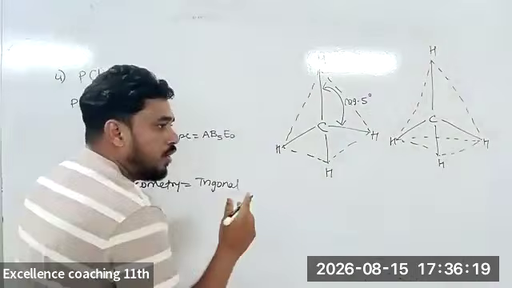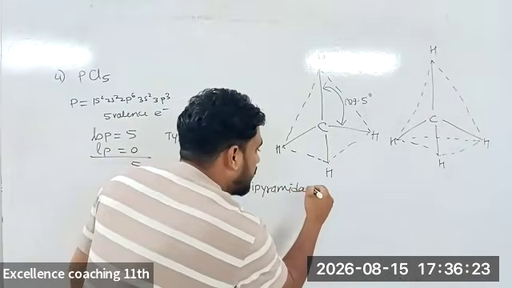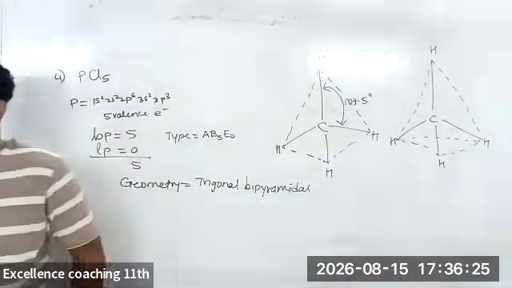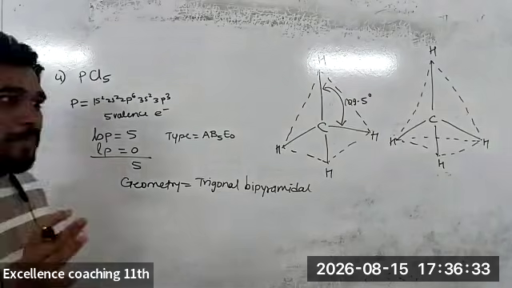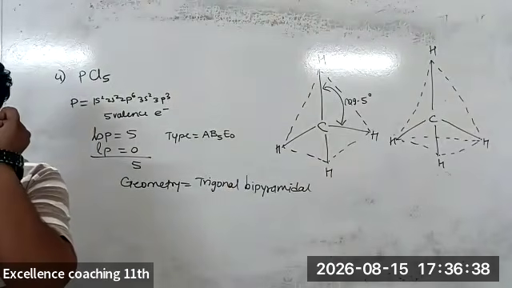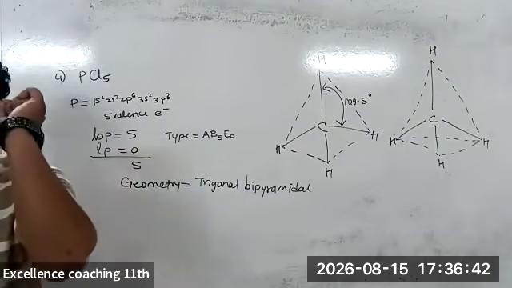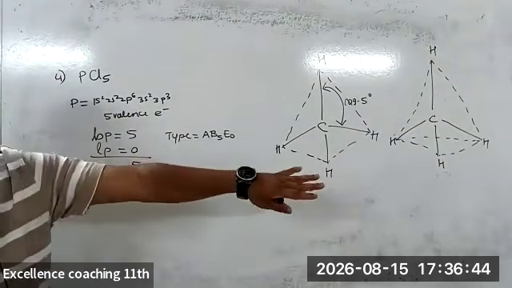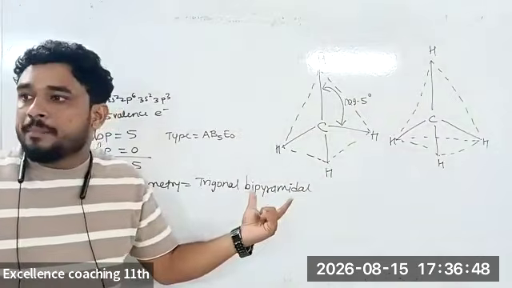And how many pyramids do we have? 2. So it is called bipyramidal. Trigonal bipyramidal. Bi means 2, and pyramidal. Don't write triangle bipyramidal, that is the wrong way of writing. It should be trigonal bipyramidal. Don't write triangle bipyramid, very much wrong. The saying for this is trigonal bipyramidal.